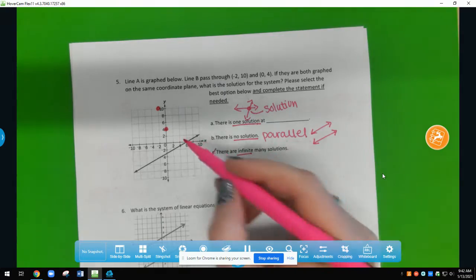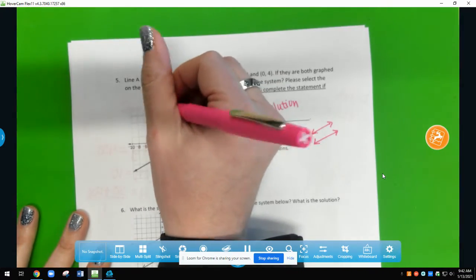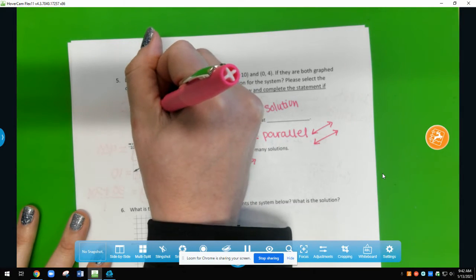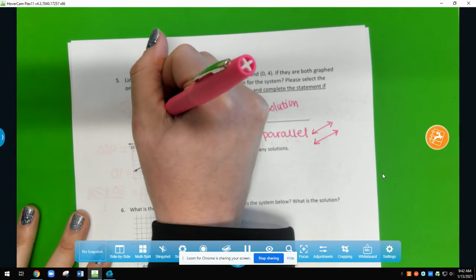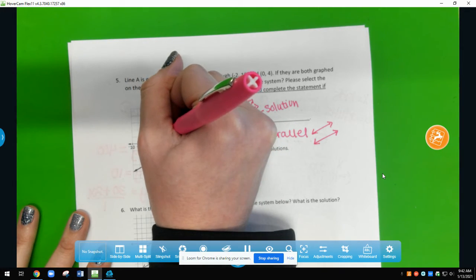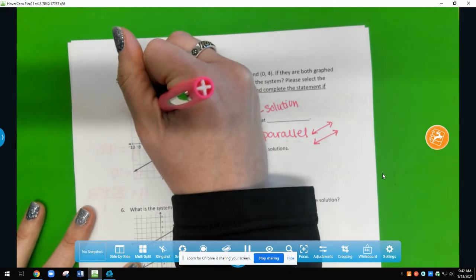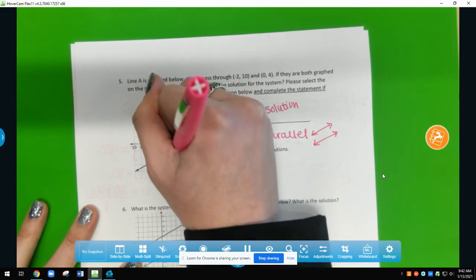Okay, so to complete this line, I'm going to use the slope. I'm going to go down 1, 2, 3 spaces and over 1. So 1, 2, 3 over 1. I'm going to go ahead and extend my line.